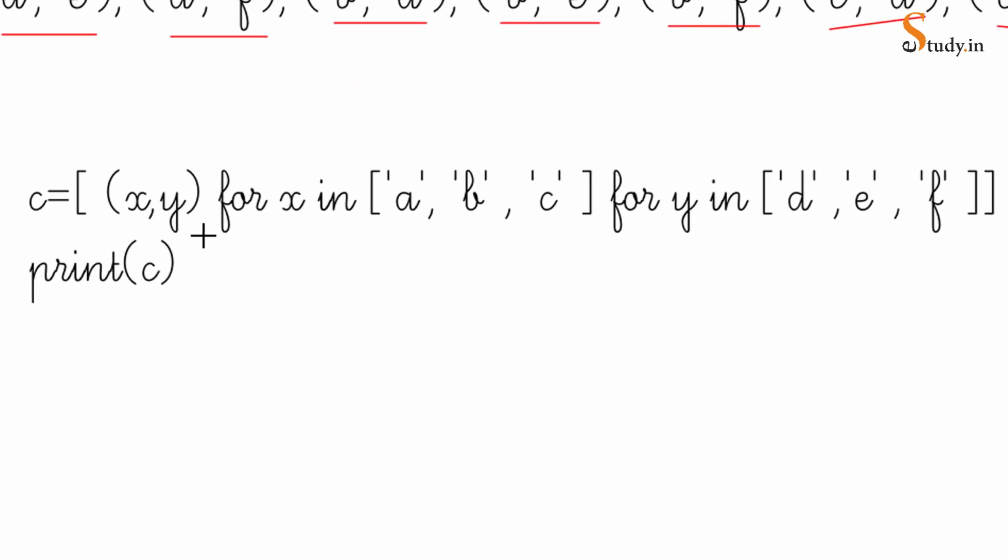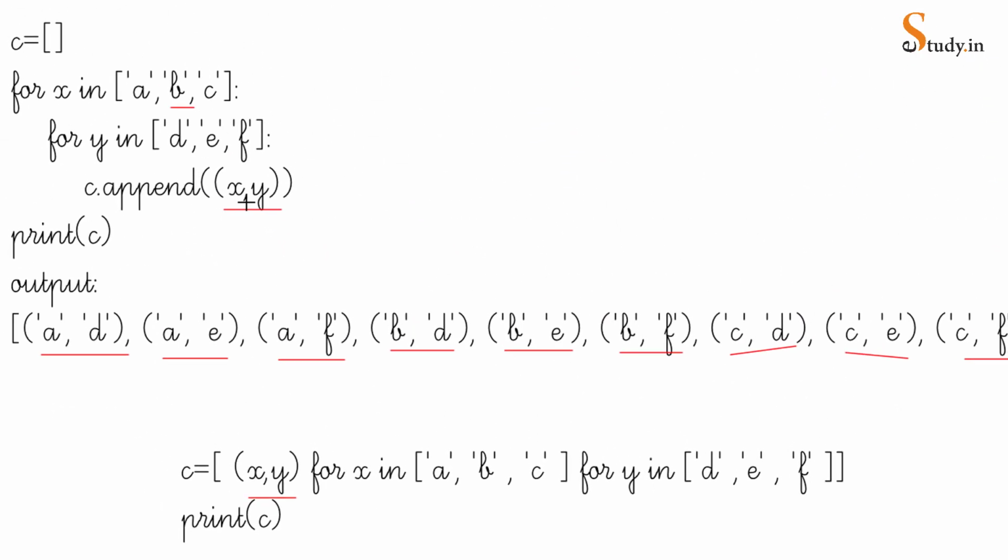Firstly, as I told you, we will write the expression. So this is the expression x comma y. Put it in the brackets as we have done here, followed by the first for loop, for x in ABC. That means this for loop. Then we don't need to give any comma here. You just need to give one space. So space, for y in DEF. So this is going to work in the same way.